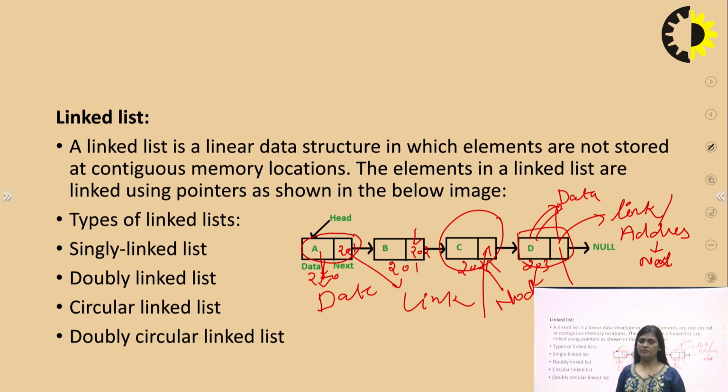There are different types of linked list. Basically here we discuss 4 types of linked list. First one, singly linked list, next doubly linked list, circular linked list and doubly circular linked list. The most important types of linked list are doubly linked list and circular linked list. But doubly circular linked list is more important than circular linked list.